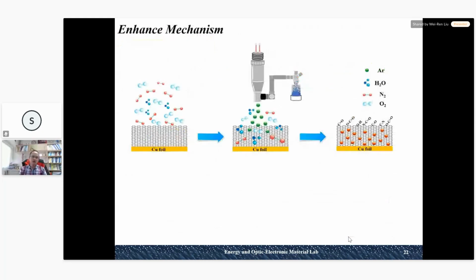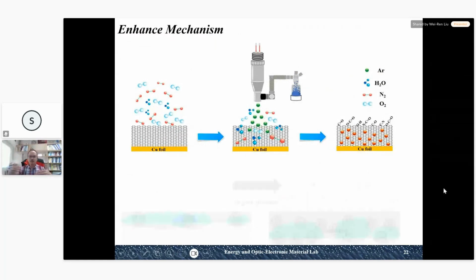So here is the enhancement mechanism. We use the atmospheric argon plasma surface treatment. First of all, we make a soft carbon coating on the surface of the copper foil. After different kinds of plasma treatment, we can make nitrogen doping inside and functional groups outside.